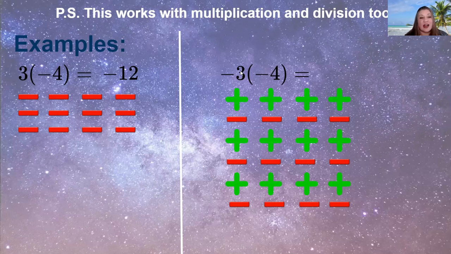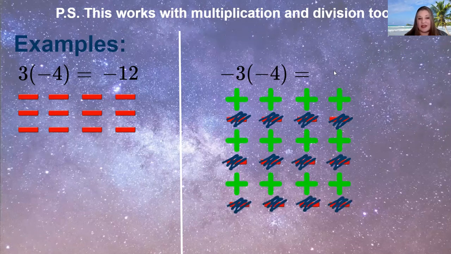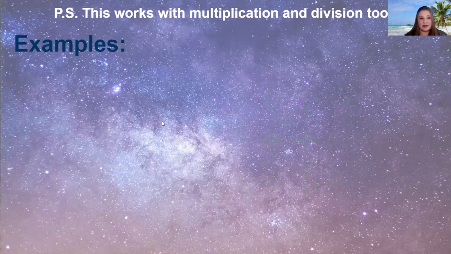So we're going to take away negative 4 3 times. So here's 1 time. I'm taking away negative 4 1 time. Now I'm taking negative 4 away 2 times. And now I'm taking negative 4 away 3 times. And what do I have left? I have positive 12. So similarly, when you're taking away groups of negatives, your answer is going to be positive.